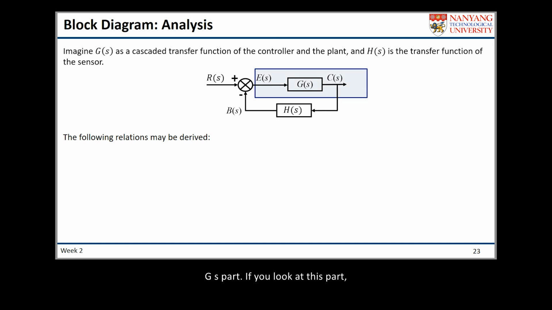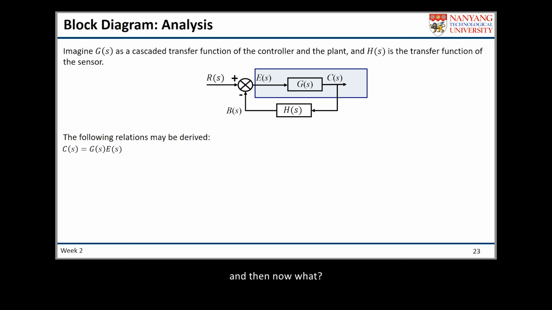If you look at this part, the one that I put in a rectangular block, you can see this as a simple system with a transfer function of G, and to this transfer function we give an input of E, and the system G will respond with an output of C. So E is an input to my G, and C is the output from my G. What does it mean? Your C, the output, is equal to the transfer function G times E, right?